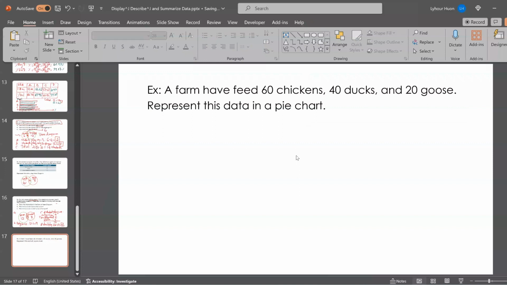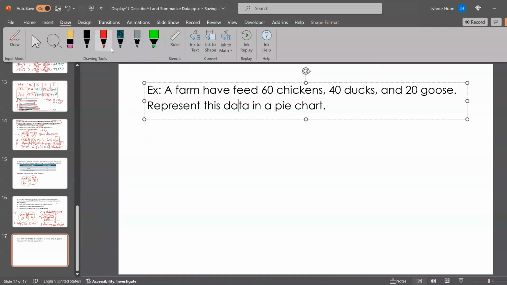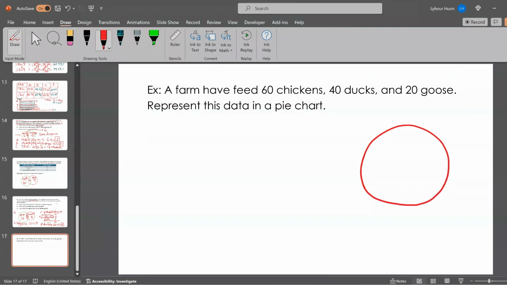So how should we do it? Since we already know how to do the pie chart, this is just a review. To find the pie chart, do we find the percentage? The pie chart needs percentage, right?